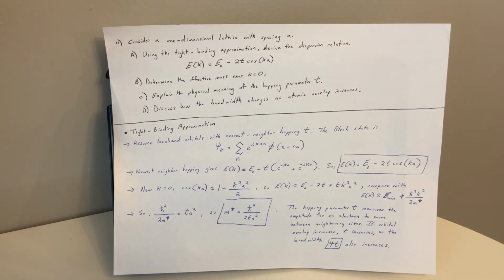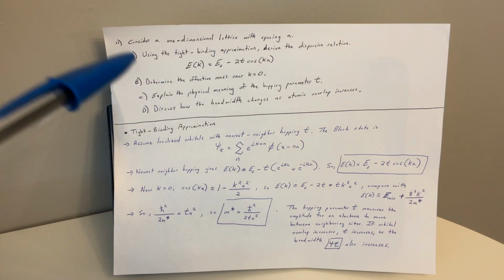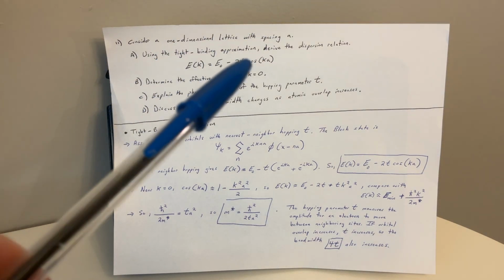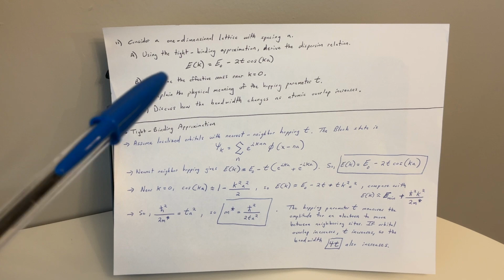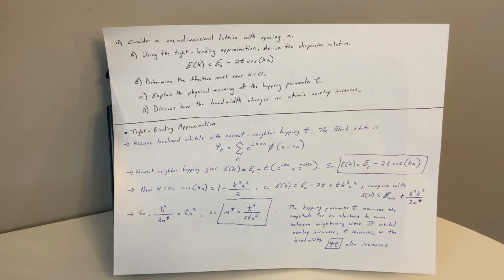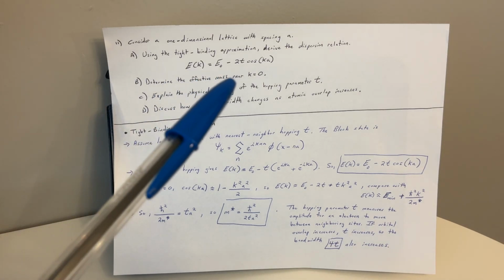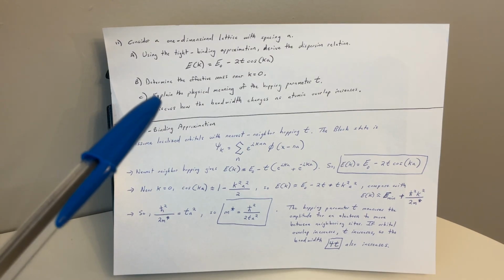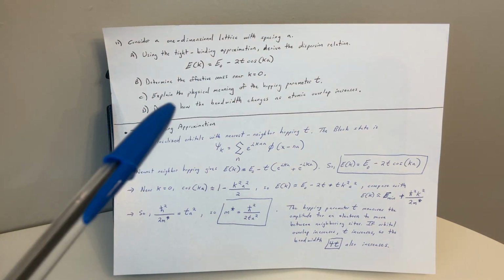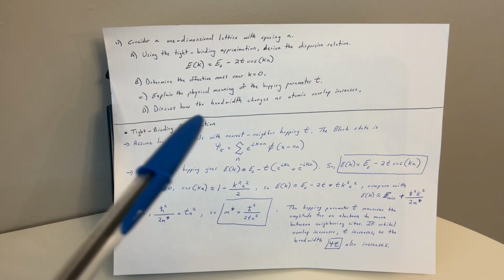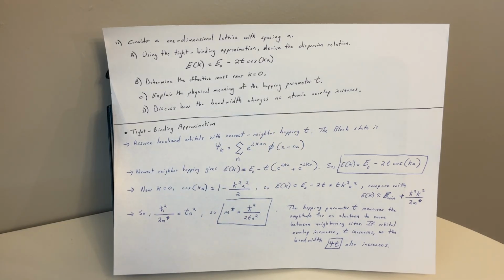Okay, so number 11. Consider a one-dimensional lattice with a spacing a. Using the tight binding approximation, derive the dispersion relation given here, E of k equals E naught minus 2t cos of ka. Determine the effective mass near k equals 0. Explain the physical meaning of the hopping parameter t. Discuss how the bandwidth changes as atomic overlap increases.